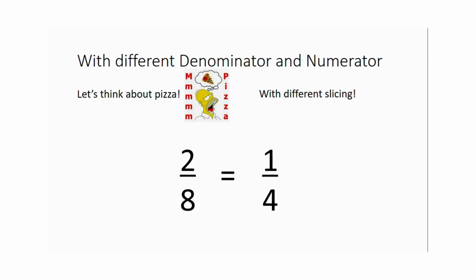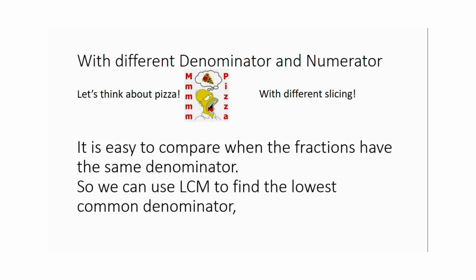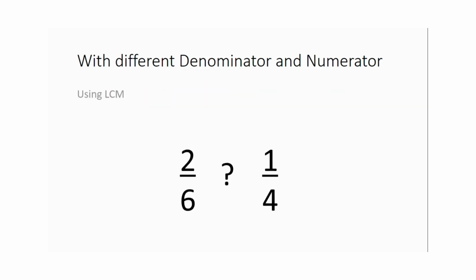So they're the same because if I multiply 1/4 by 2/2, I end up with 2/8. So 1/4 is the same as 2/8. It's easy to compare when the fractions have the same denominator, so we can use lowest common multiple to find the lowest common denominator, and then use equivalent fractions to compare.